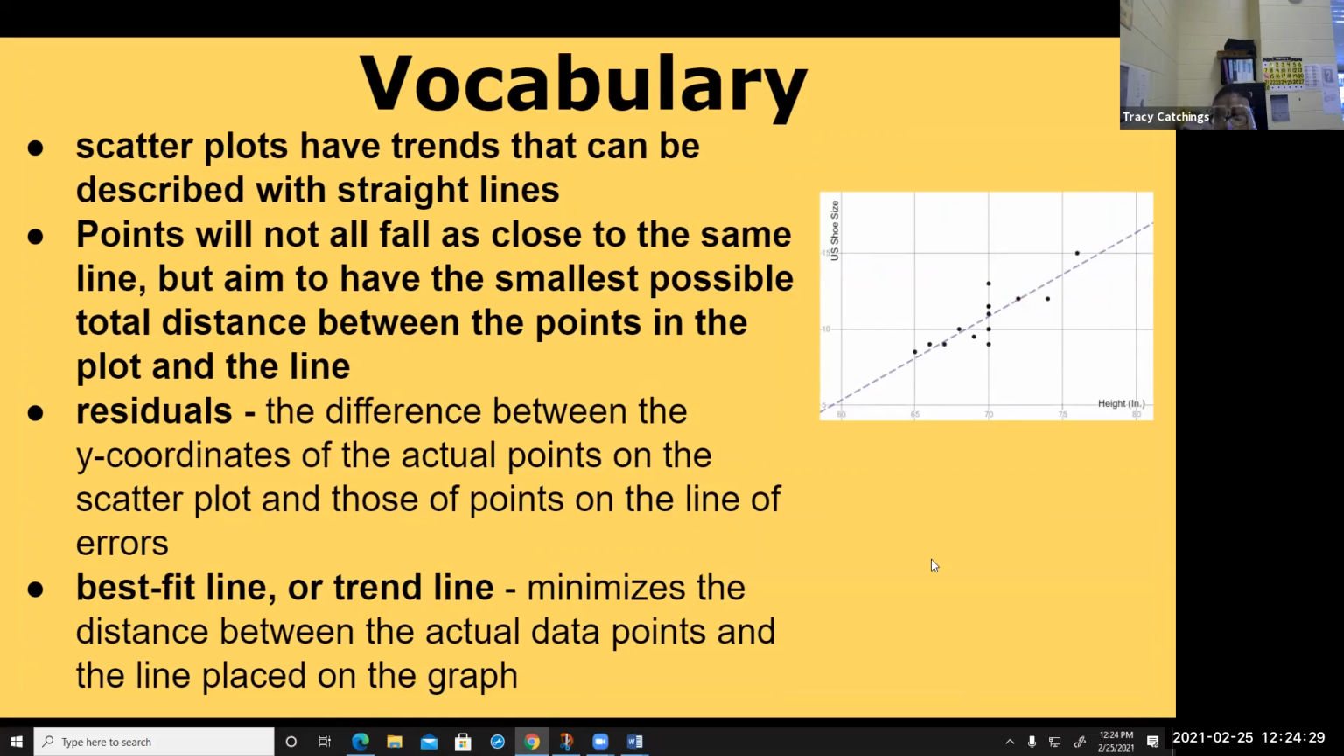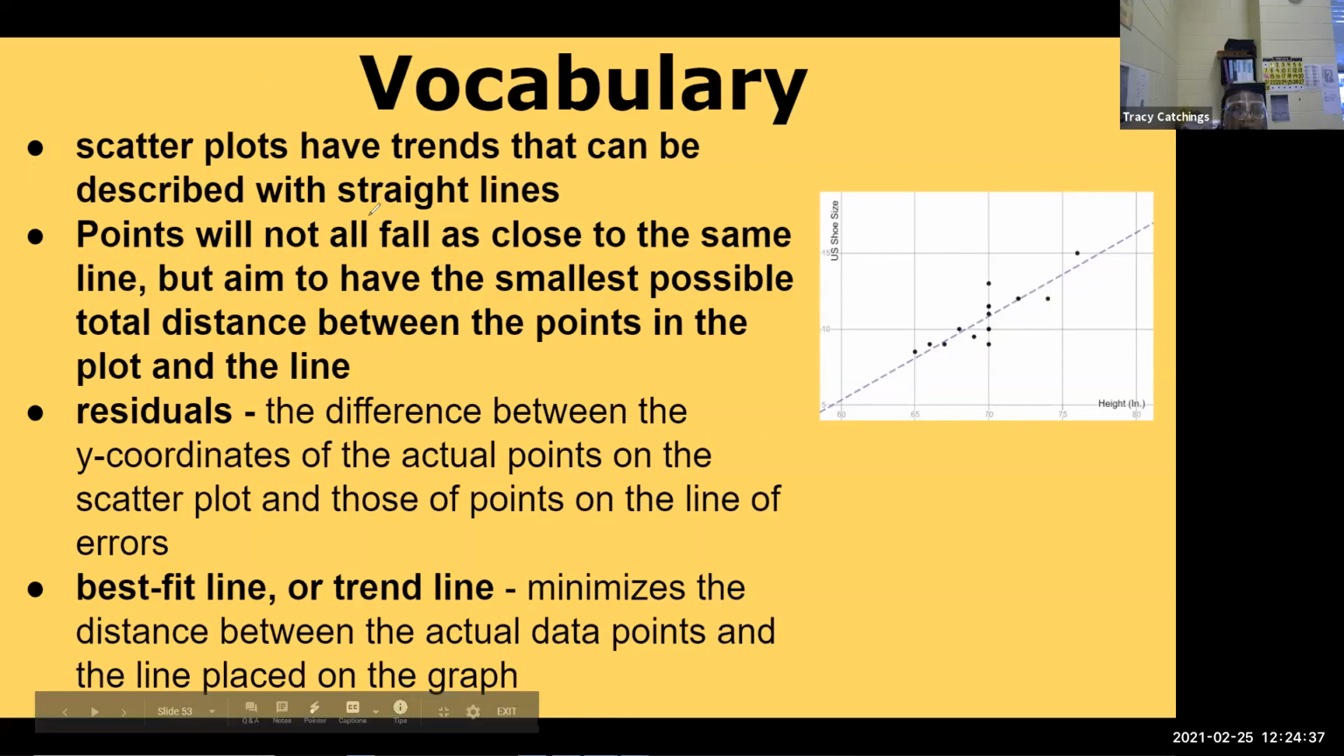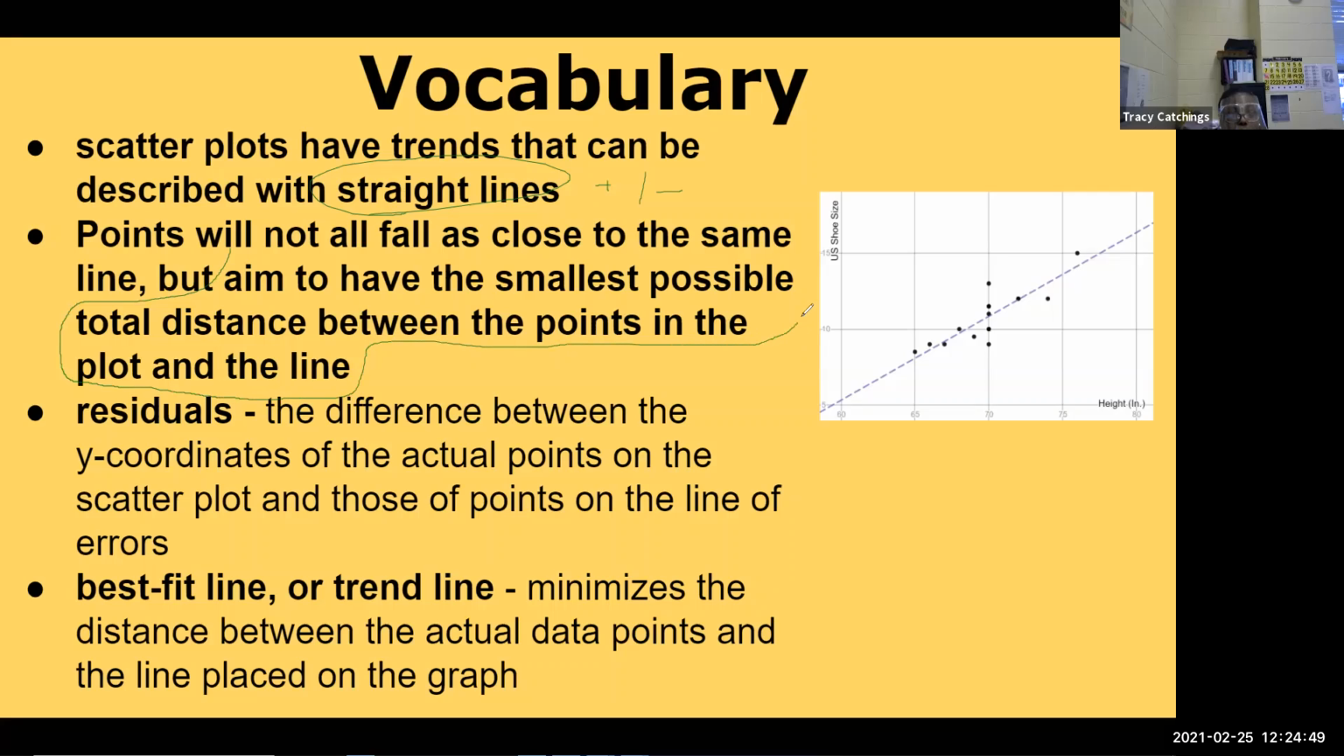All right, so just to review some of this vocabulary. Scatter plots have trends that can be described with straight lines. We learned that yesterday. You all said a positive or a negative. And then points will not all fall on the same line, but the aim is to have the smallest possible total distance from the points to the line. So in other words, when we draw that line, we want to make sure all those points are as close to that line as possible.